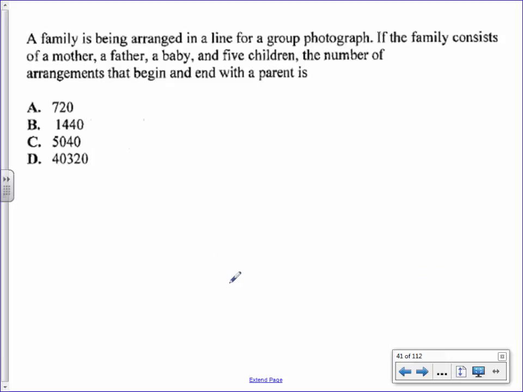Okay, you got a family, so you got mom, dad, baby, and 5 kids. How many arrangements are there if it has to end and begin with a parent? How many people are there total? I guess 8 technically with the baby. So 1, 2, 3, 4, 5, 6, 7, 8. What are my restrictions? Has to have parents on the end, right? So I guess in a way it could go mom here and then dad here. Or I guess you could go dad here and mom here. That makes sense? So here's one of the ways you could solve that.